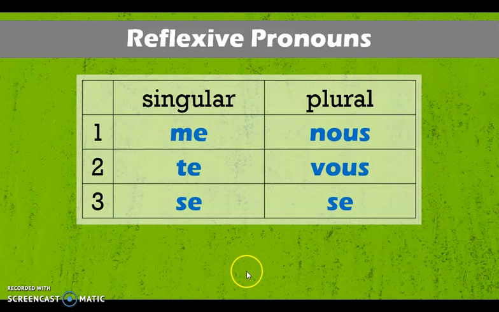Okay, so for French, here are the reflexive pronouns. Me, te, se, nous, vous, se. So the third person, singular or plural, it's going to be the same reflexive pronoun. All right? See what I'm talking about there? Good. They're not very hard to learn. All right? Very easy, very nice, very simple.